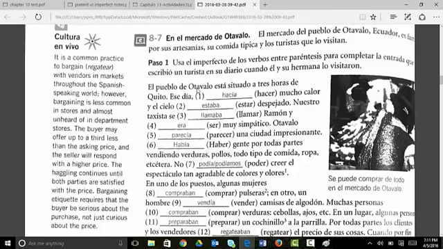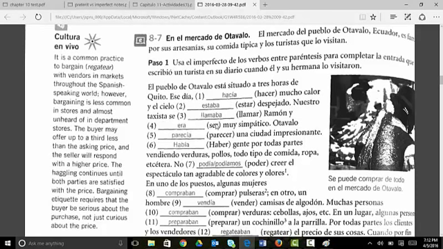Okay, so el pueblo de Otavalo está situado a 3 horas de Quito. So the town of Otavalo is located 3 hours from Quito. Ese día hacía mucho calor y el cielo estaba despejado. So here we're being told what the weather is, but we're setting up the background for the story. So on this day, it was really hot and the sky was clear. There weren't any clouds in the sky.